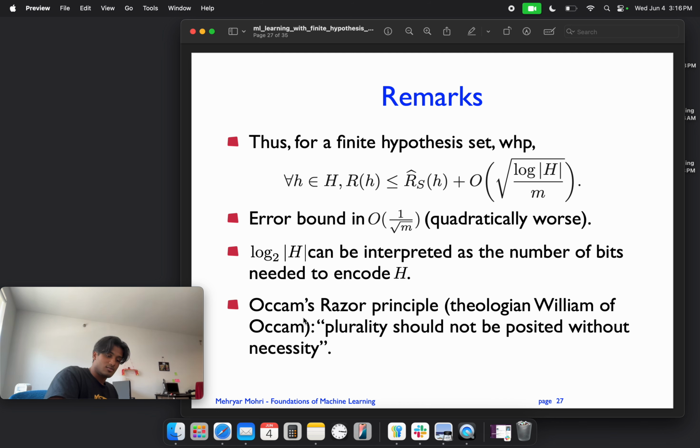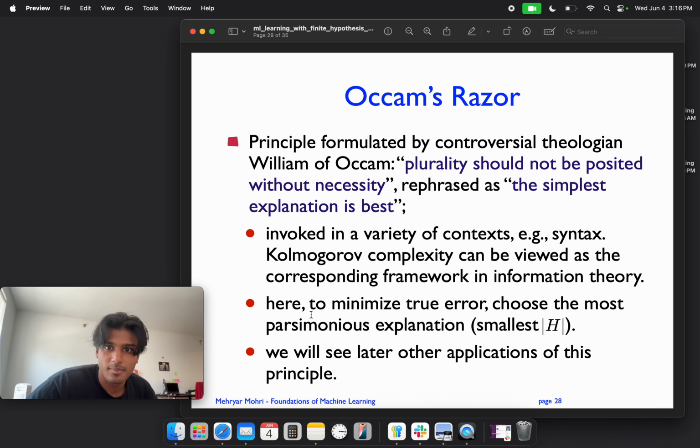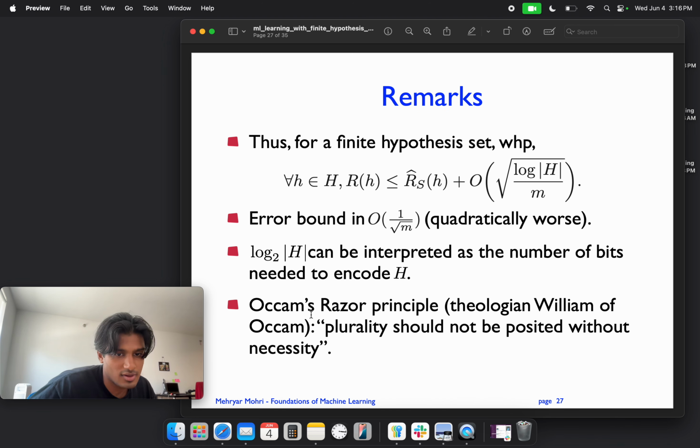So now as you can see what the Occam's razor principle is, that plurality should not be posited without necessity. Occam's razor principle will come back again. We'll talk about it in the next video when we talk about the infinite hypothesis set. I think that is a better way to talk about Occam's principle.